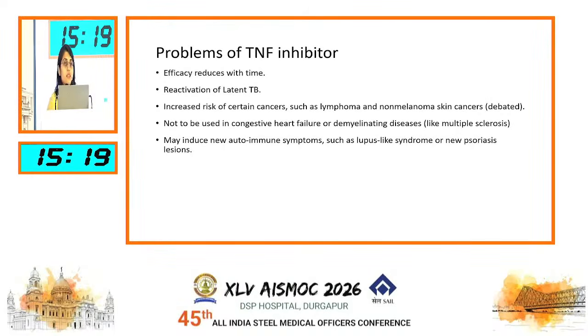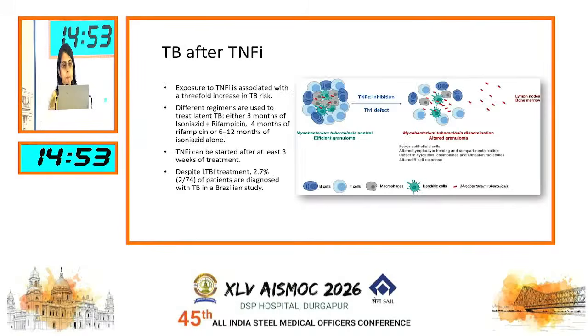If the patient has any coexisting heart failure or any demyelinating diseases like MS, multiple sclerosis, prefer to avoid TNF inhibitor. Also, if the patient has other autoimmune conditions like lupus, it has a tendency to spark off new autoimmune symptoms or new psoriasis lesions. This is known as a paradoxical reaction of TNF inhibitors. If we give it to a psoriatic patient, there may be a paradoxical aggravation of psoriasis. So in these patients, definitely IL-17 inhibitors are preferred.